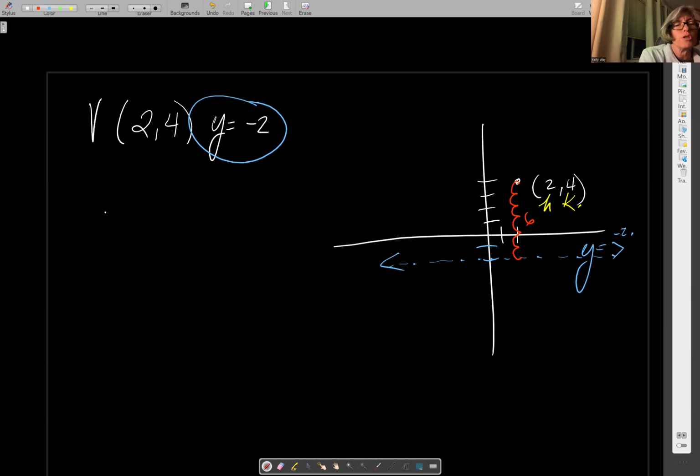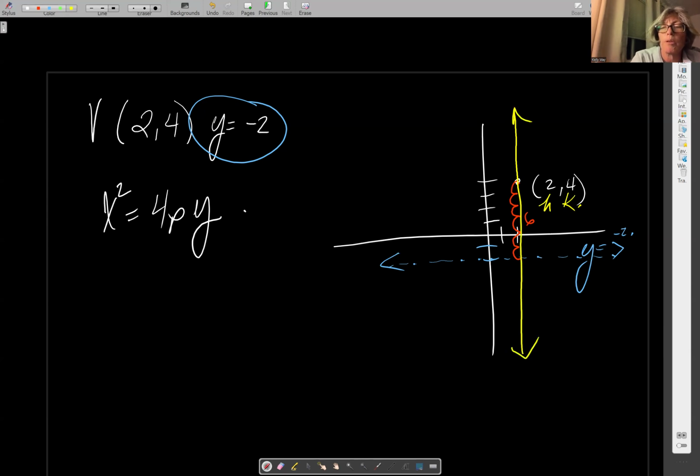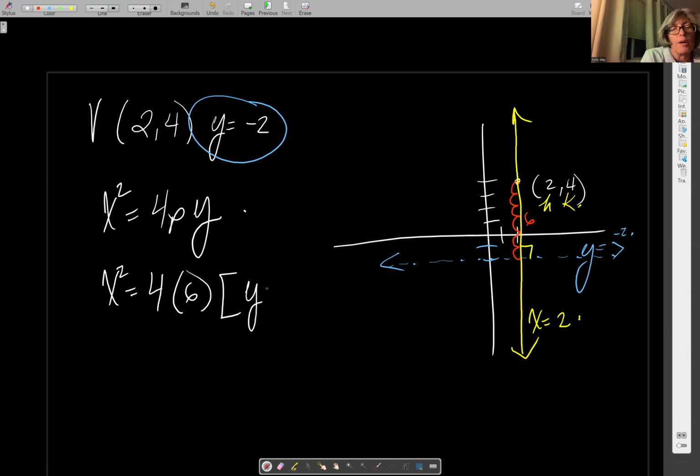So you've got two versions. You have x squared equals 4py, and that's the version because our axis of symmetry and our directrix have to be perpendicular. And because our directrix is a y equals line, that means our axis of symmetry is an x equals line, and our axis of symmetry is going to be obviously x equals 2. So we have here x squared equals 4 times 6, and that's going to be y minus 4.